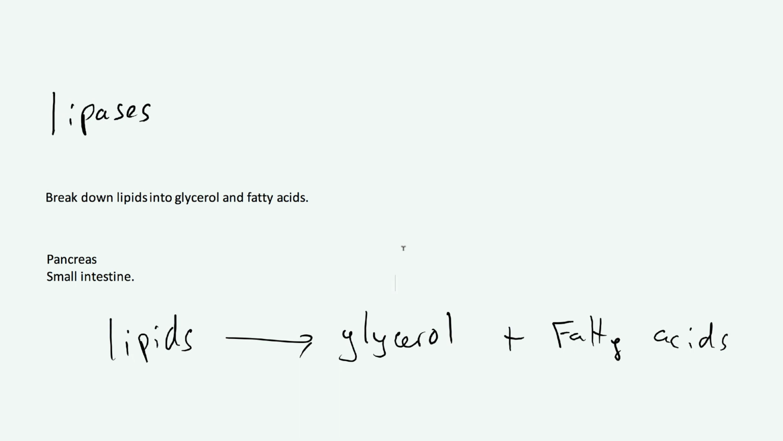Like lipids being broken down into glycerol and fatty acids. Well, those fatty acids can then be used either for energy or they can be used for us to make new fats, like our own human fat, which is used for insulation and also used as an energy store as well. So I'm just going to stop there.